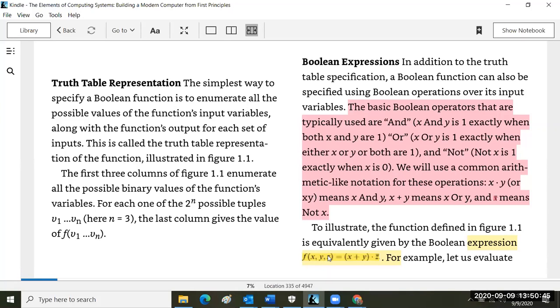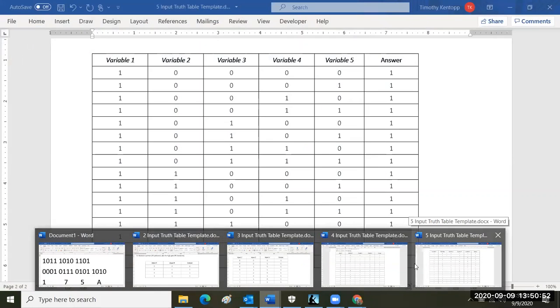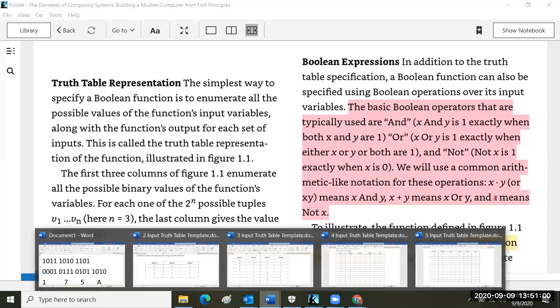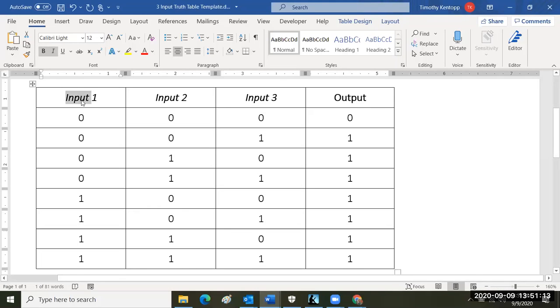They're using X, Y, and Z, but we have 3 of them. So which truth table am I going to use? The one that has 2 inputs, 3 inputs, 4 inputs, or 5 inputs? 3 inputs. I have X, Y, and Z. That's 1, 2, and 3 inputs. Therefore, I'm going to use the truth table with 3 inputs. Everybody see that? And see, I can simply go like this. For that scary stuff, input 1 is going to be equal to X, right? Input 2 is going to be equal to what? Y.